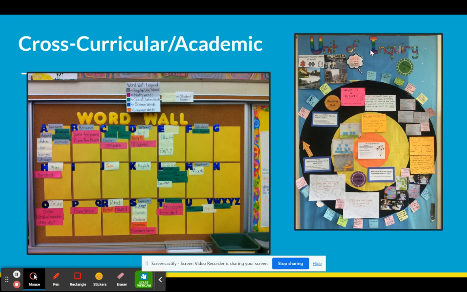Thanks, Sheena. Also, on this page, we see a cross-curricular board. So you can see all different subjects put onto one word wall, and also lots of color coding there. That is a place where students could go back to refer back to what they've learned in their different subjects.